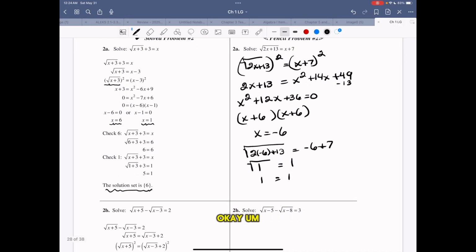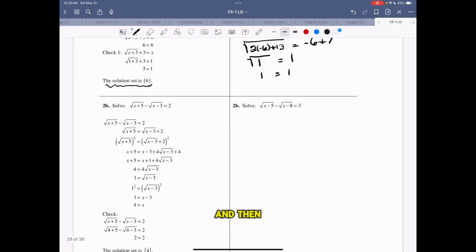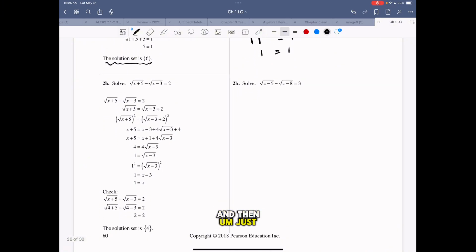Okay. And then just to challenge yourself, I would definitely write down all of this on this side and then do the same thing and just work out the problem. The answers are at the end. Again, these are in D2L.